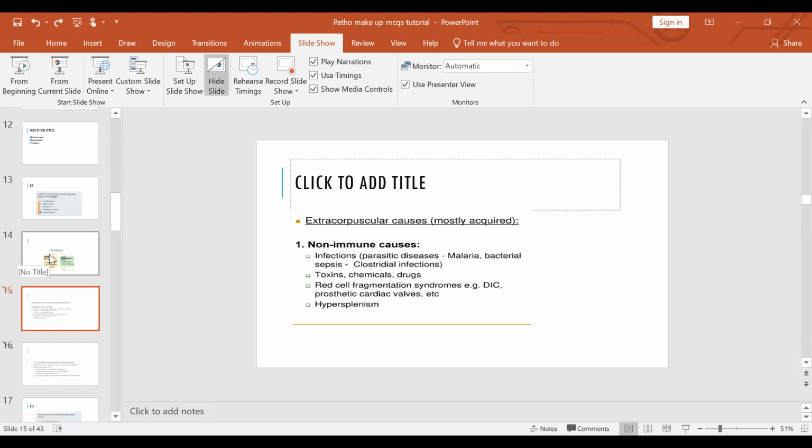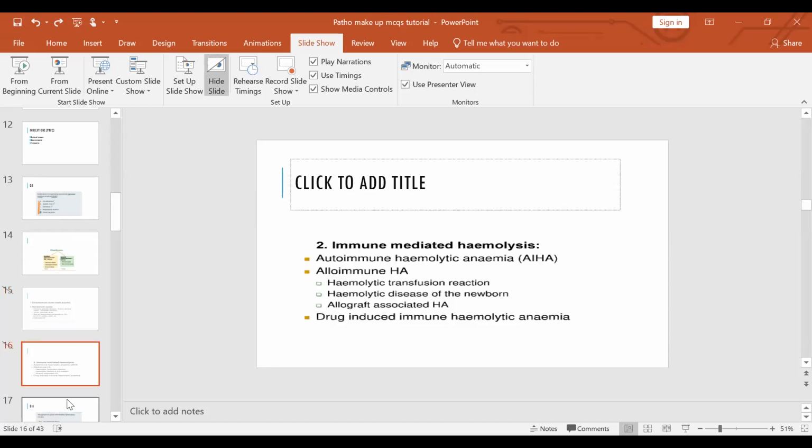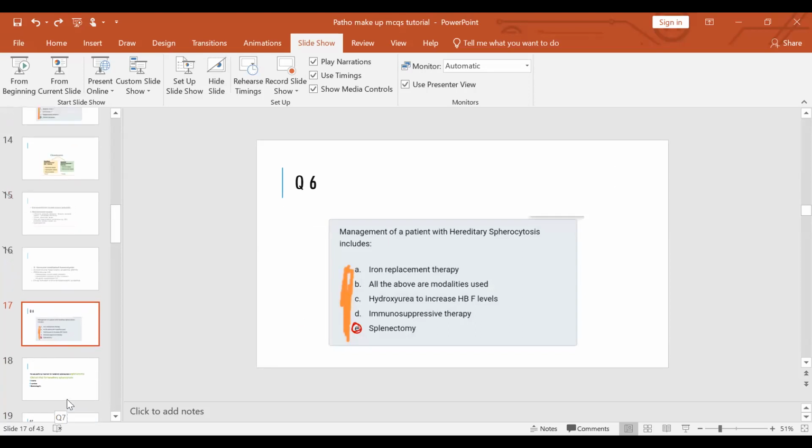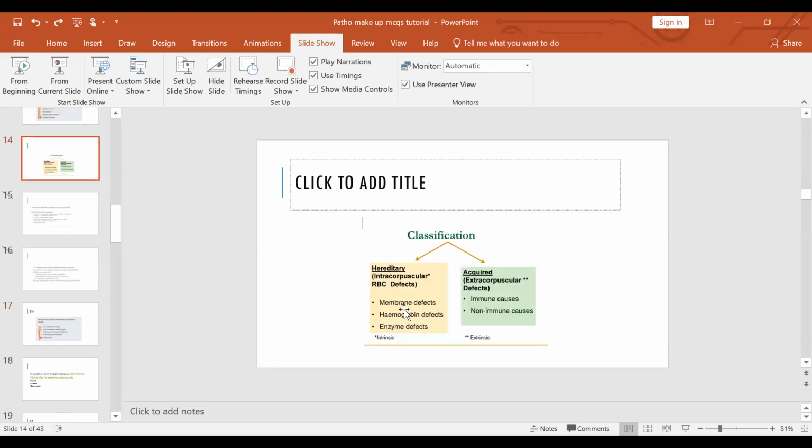Okay, so for extracorpuscular causes, these are the ones that happen outside the blood cell. And for the intracorpuscular ones, they're the ones that happen within the red blood cell. For example, membrane defects are defects to do with the red cell membrane. For example, hereditary spherocytosis. You see that that's a problem with the membrane of the red blood cell, where it lacks elasticity.